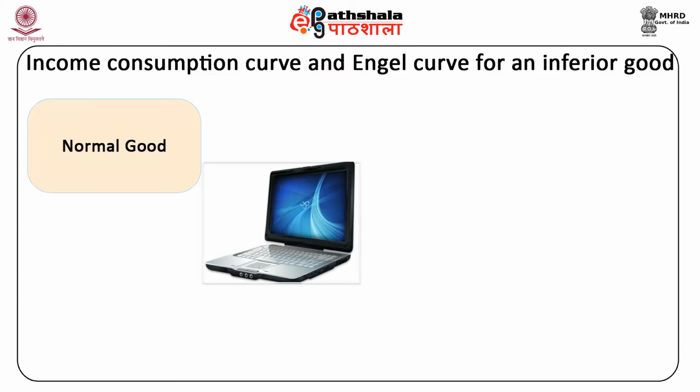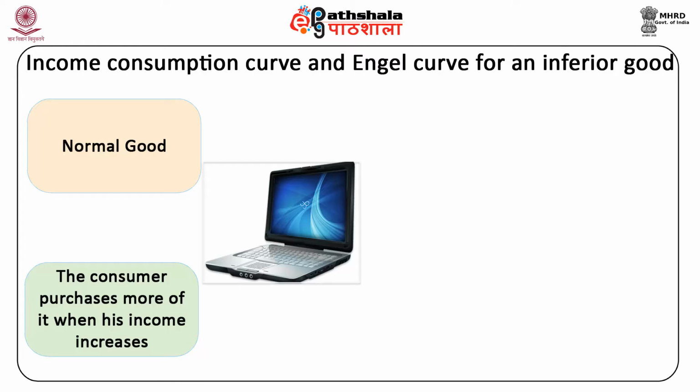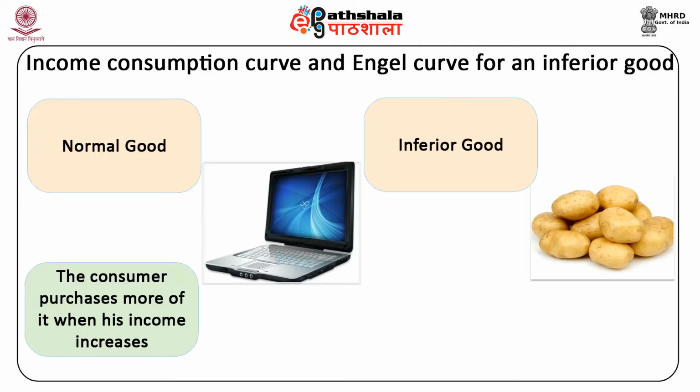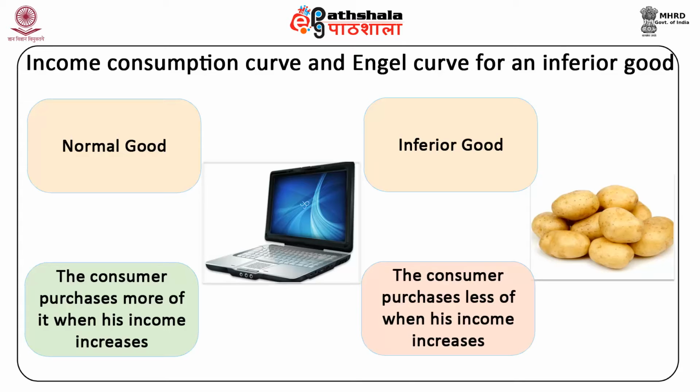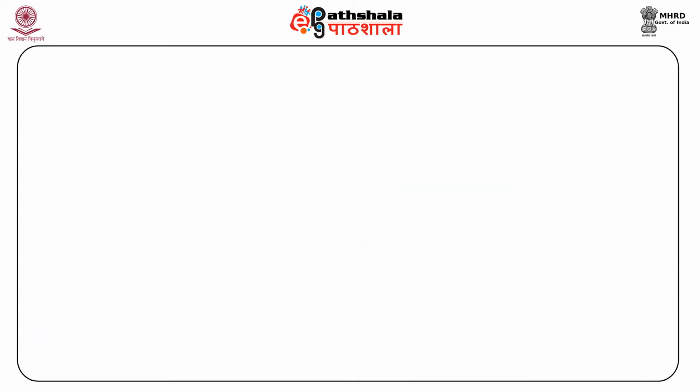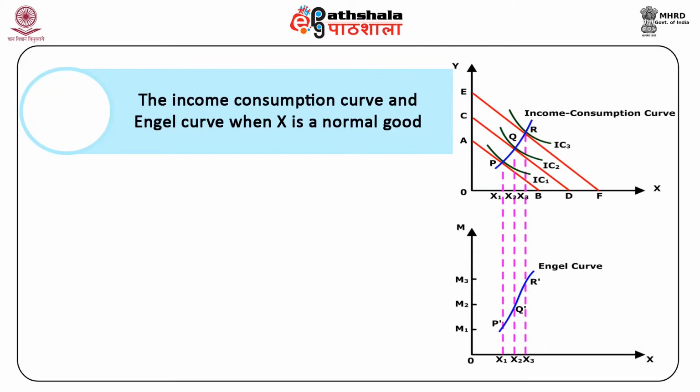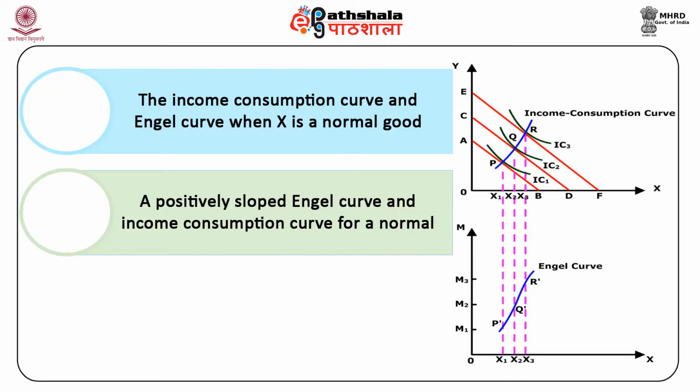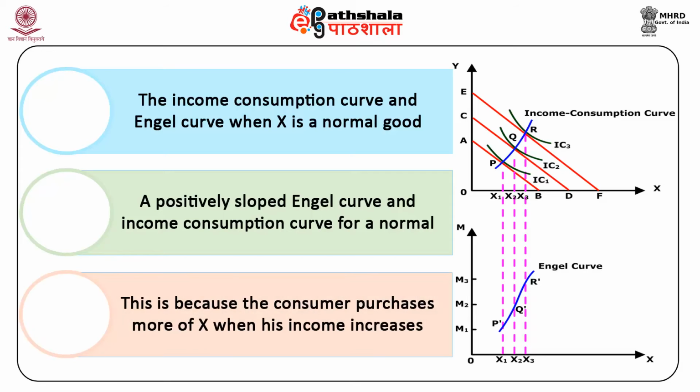In case of a normal good, the consumer purchases more of it when his income increases. But an inferior good is a type of good which the consumer purchases less of when his income increases. The figure shows the income consumption curve and Engel curve when X is a normal good. We get a positively sloped Engel curve and income consumption curve for a normal good because the consumer purchases more of X when his income increases.